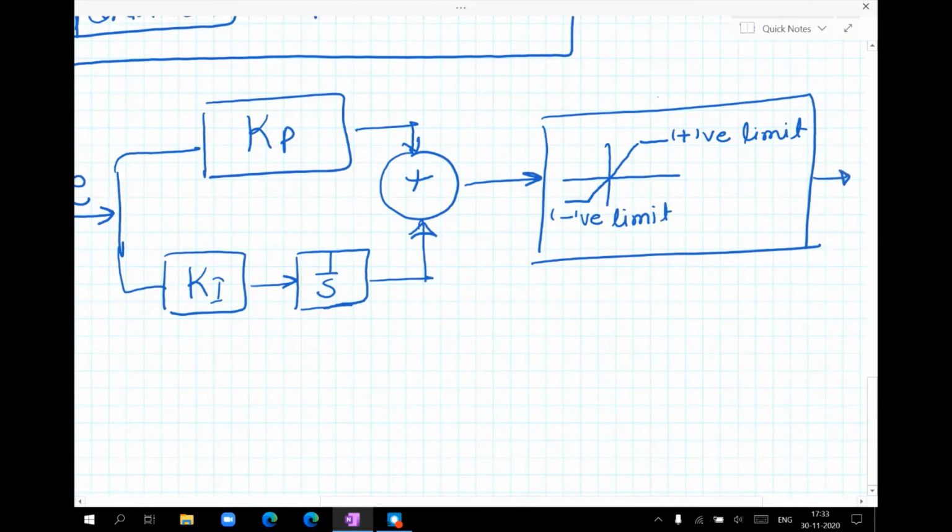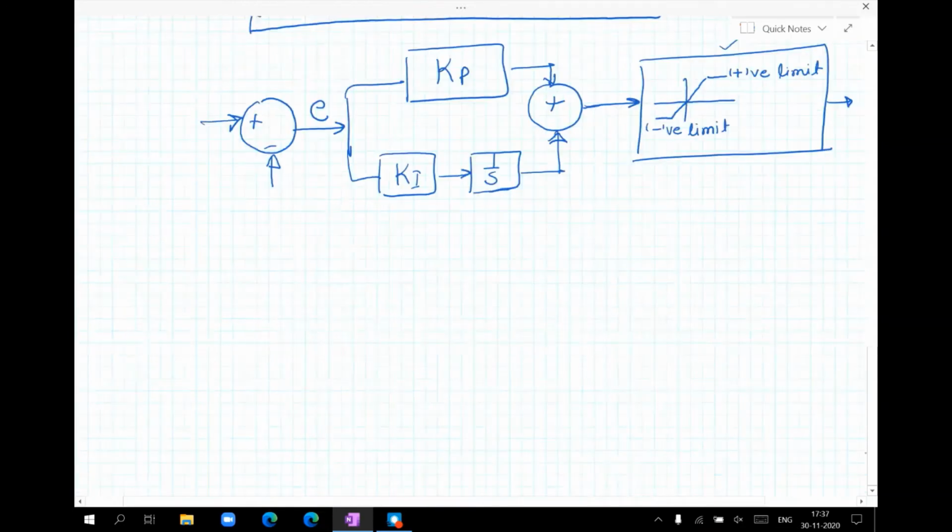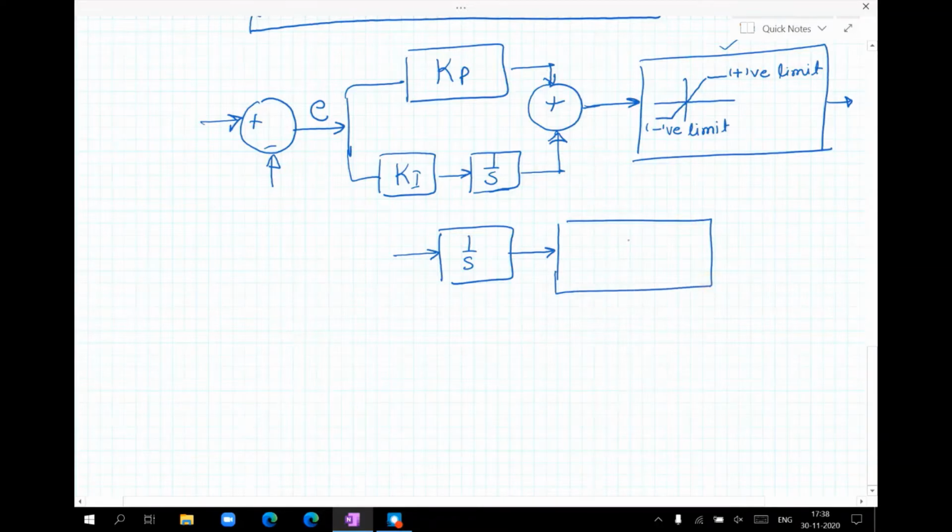So the output of this block cannot be greater than the positive limit, or it cannot be less than the negative limit. If the input to this block is between these two limits, the output will be equal to input. So let us focus on this system. So we have an integrator and a saturation block.